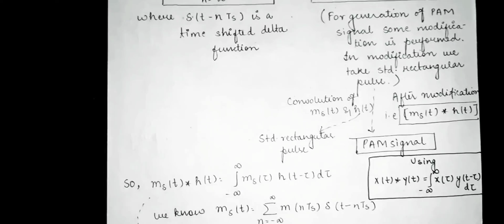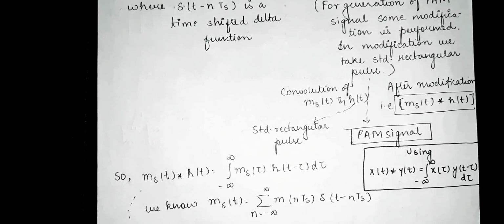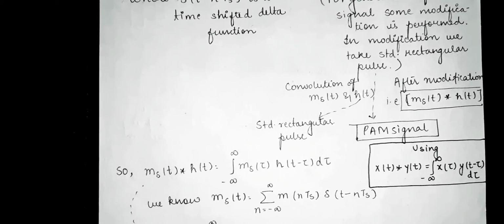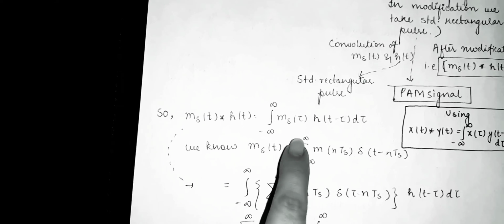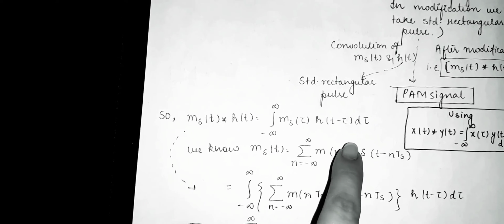In the modification, we take the standard rectangular pulse. We use the convolution of m_delta(t) and h(t). After modulation, we get m_delta(t) convolved with h(t), and only then do we get a PAM signal. So we can say m_delta(t) convolved with h(t) is equal to the integral from minus infinity to infinity of m_delta(tau) h(t - tau) d tau.